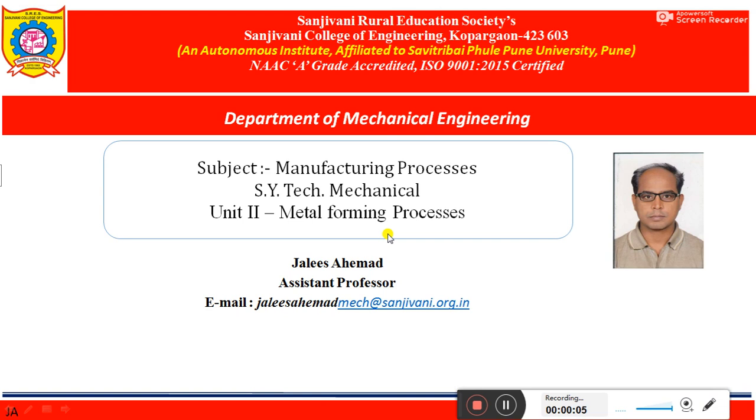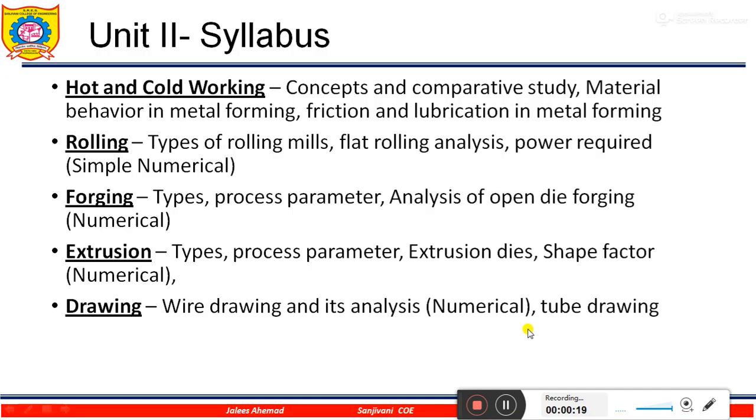Today we are going to learn the second unit of manufacturing processes, that is metal forming processes. This is the syllabus of metal forming: hot and cold working, rolling, forging, extrusion, and drawing operations. This is the syllabus.